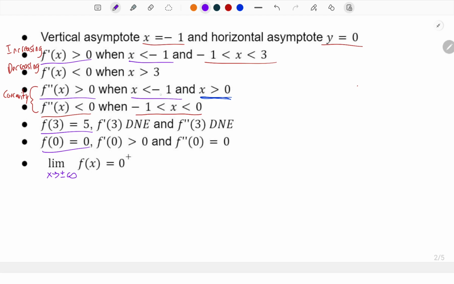So now I'm just going to erase some of this, just make it a little more clear what's happening. So now we're looking greater than 3. So we're looking at this specifically, greater than 3. So we want to draw something that's decreasing while it's concave up.